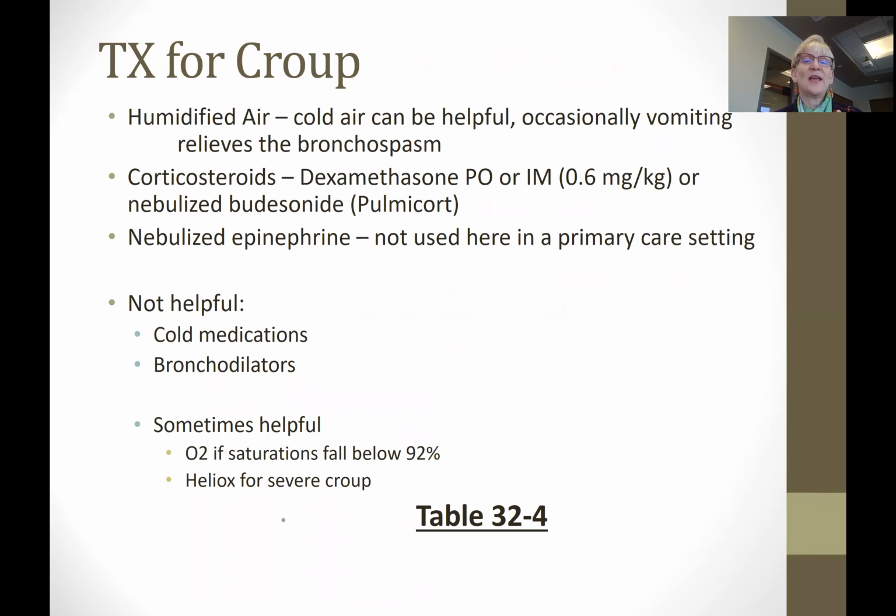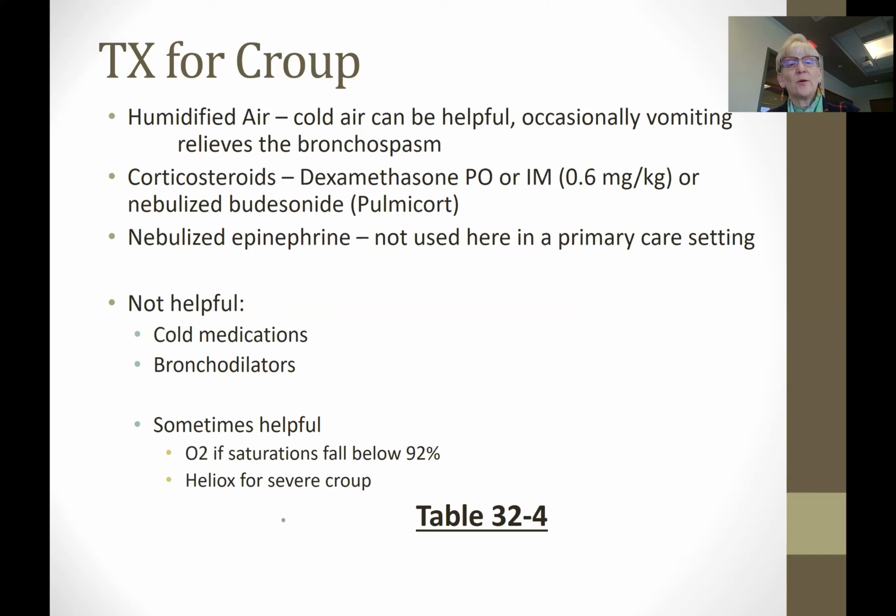Of course, we go back to that humidified air. We want that cool mist humidifier going. Sometimes cool air can be helpful. Occasionally vomiting can relieve the bronchospasm. Back a century or so ago, they gave ipecac, syrup of ipecac, for somebody with croup, so they would throw up, and if they were coughing and you couldn't get them stopped, they'd give them syrup of ipecac, and that would help reduce the inflammation.